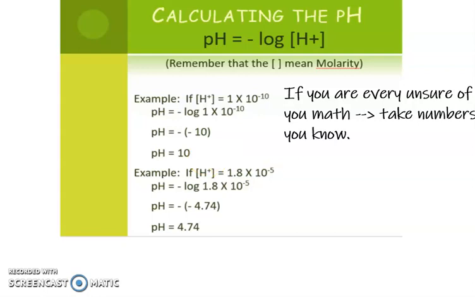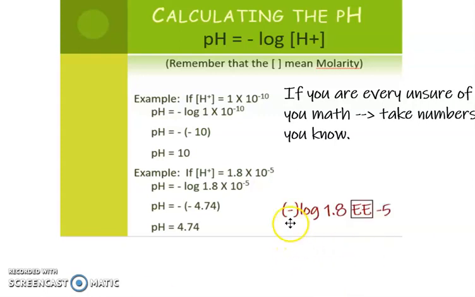But then let's go ahead and next check out this one. How would you punch this into your calculator? You would punch in negative, and then you'd punch in log. Let me write it up here real quick. I'll pause this and do that.